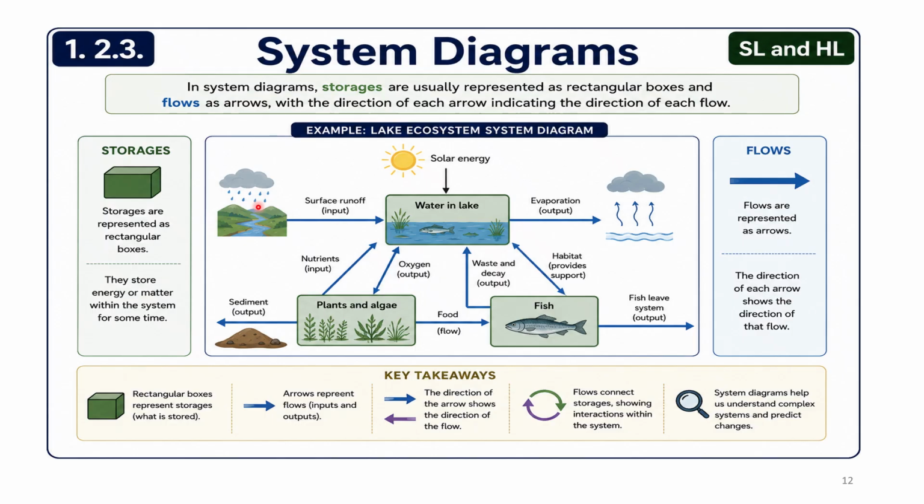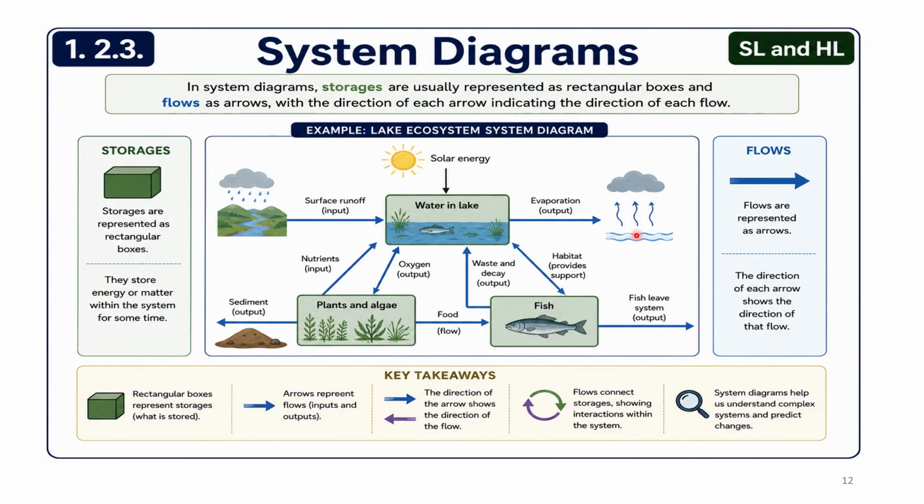In the lake ecosystem example, the lake water, plants and algae, and fish populations are all storages because matter and energy accumulate within them. Flows are represented by arrows. The direction of each arrow shows the movement of energy or matter. For example, surface runoff and nutrients enter the lake as inputs, while evaporation, oxygen release, sediment loss, waste, decay, and fish leaving the system represent outputs.